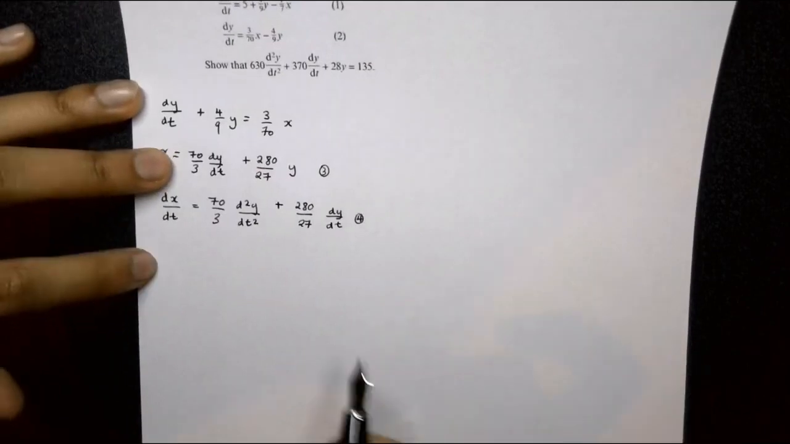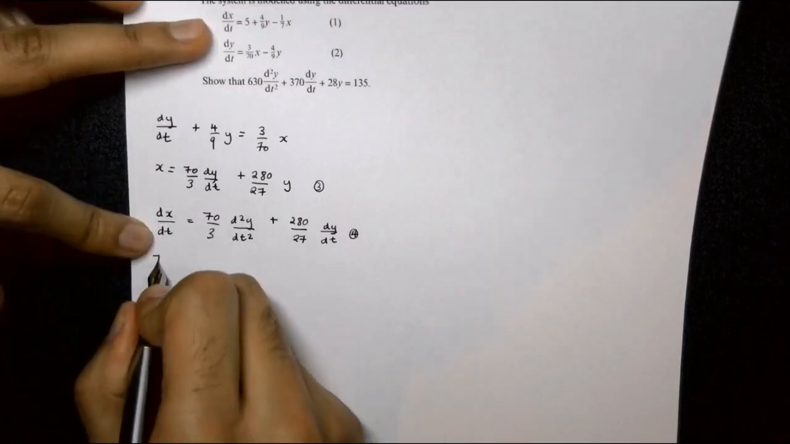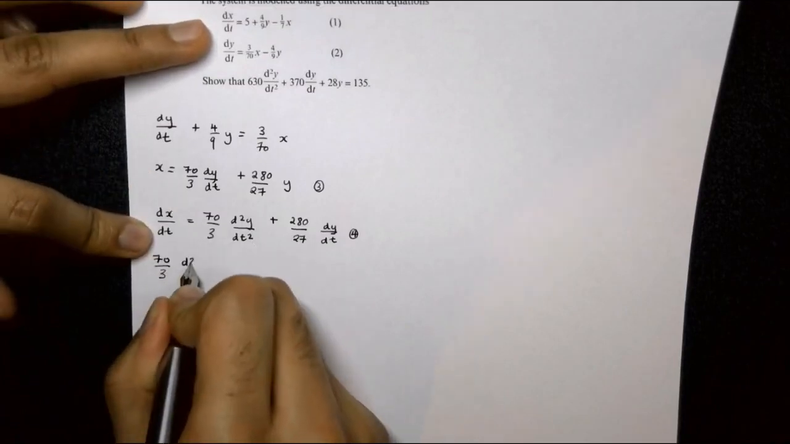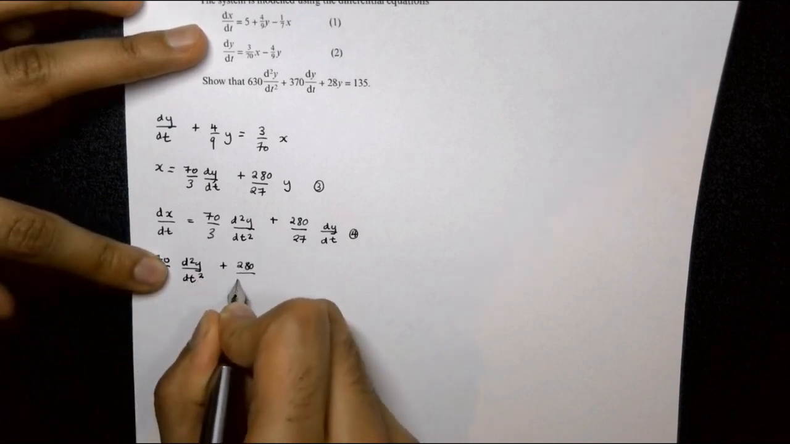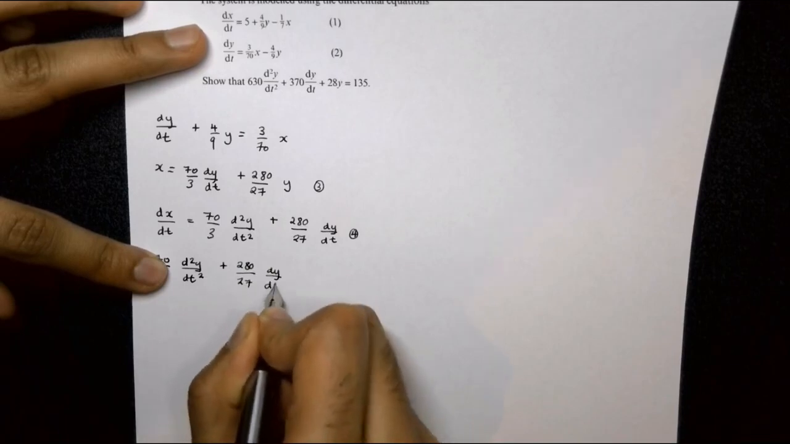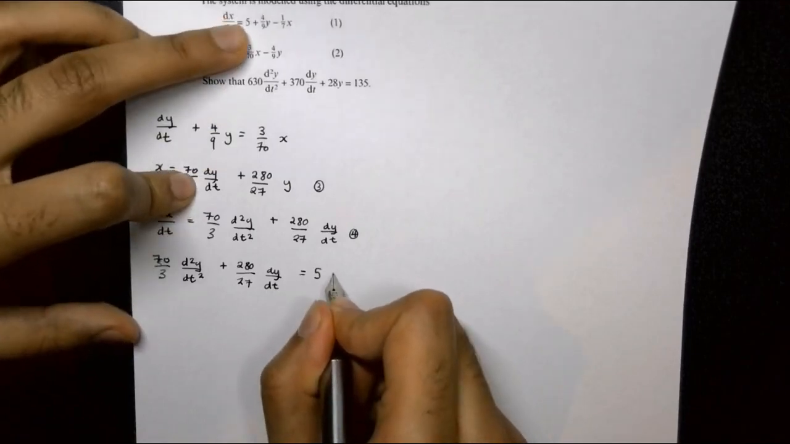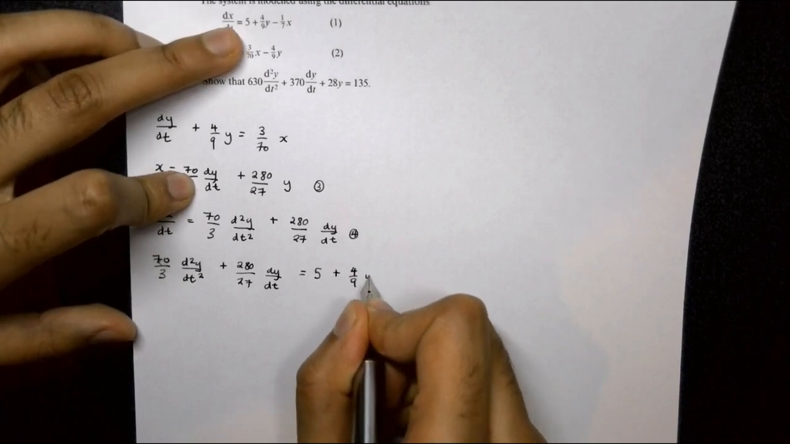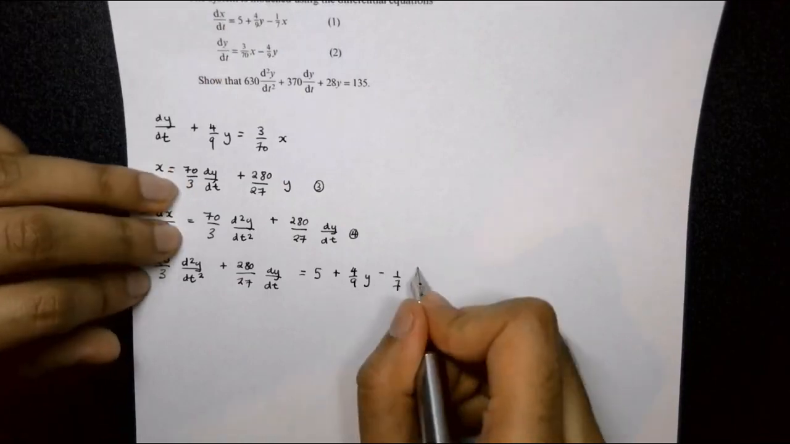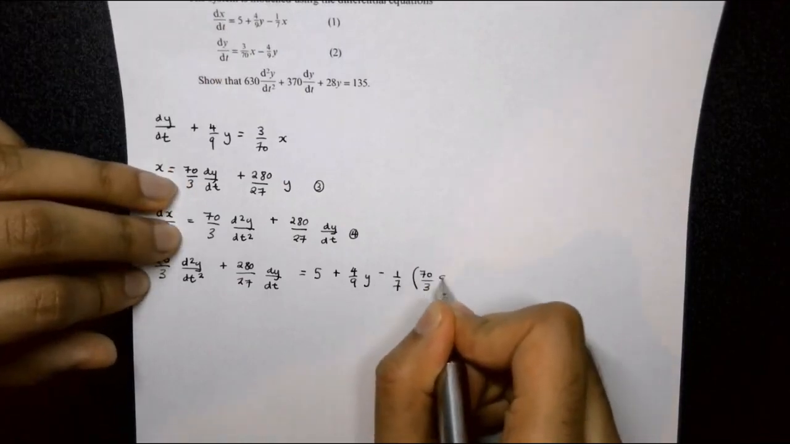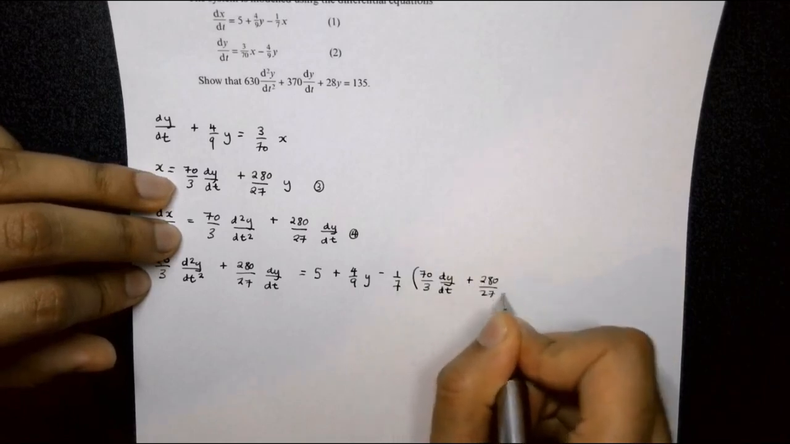So if we do that, we have dx/dt over here, which is what we've just found here. So we've got 70/3 d²y/dt² plus 280/27 dy/dt, and this is equal to 5 plus 4/9 y, and then we've got minus 1/7 x, so minus 1/7 lots of 70/3 dy/dt plus 280/27 y.